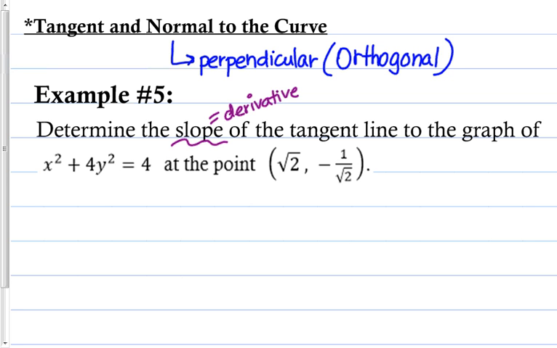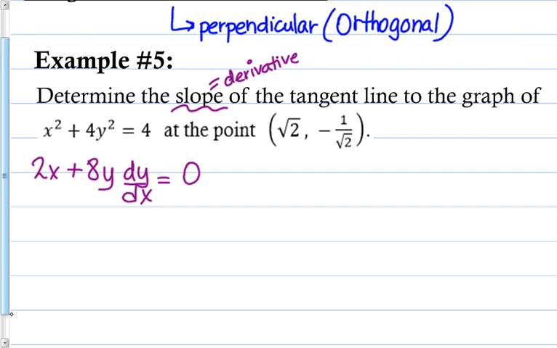So implicitly, this is 2x plus 2 times 4 is 8, and then there's a y left over there. But because I derive with respect to x, and this is not x, dy/dx equals 0. So there's my derivative. So I'm going to go ahead and get the dy/dx by itself. And I'm going to do that by subtracting 2x to the other side. So 8y dy/dx equals negative 2x.